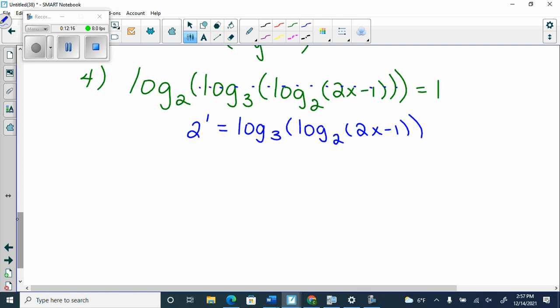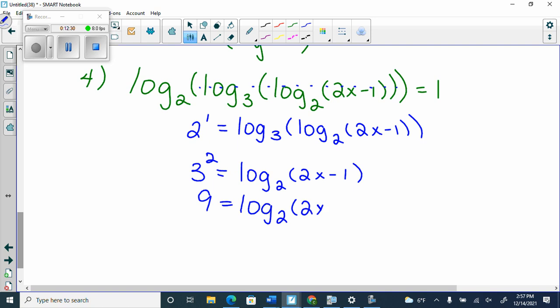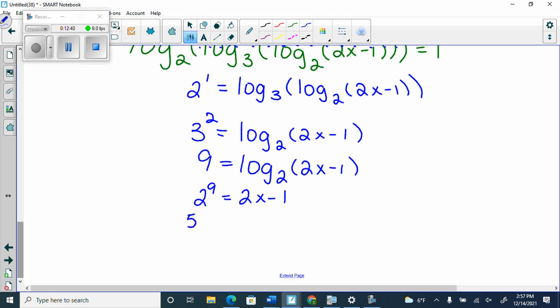So you're going to get 3 to the 2 equals what's beside the log now? Log base 2 of 2x minus 1. 3 squared is 9, so I'm going to do that first. And then I converted twice, so I have one more to go. 2 to the 9, which is a large number, equals 2x minus 1. What's 2 to the 9? 512. Add 1. 511 equals 2x. Divide by 2.